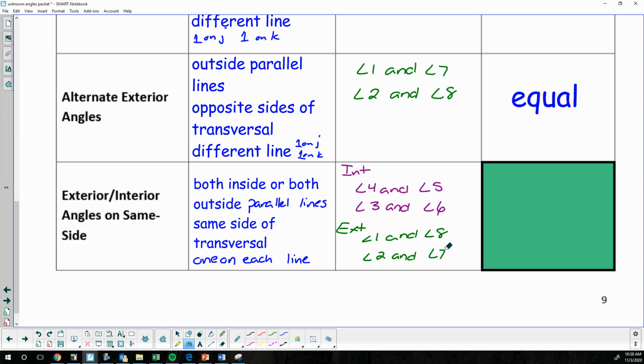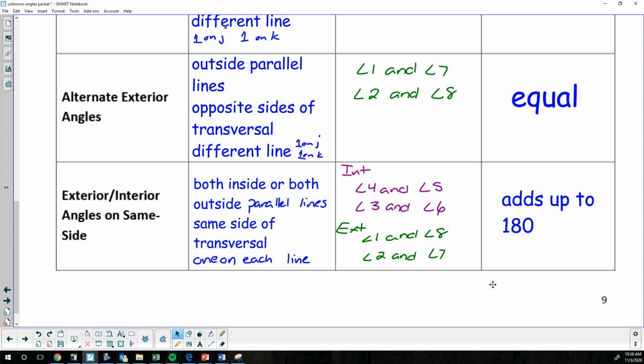All right, their relationship is a little bit different in that those pairs of angles add up to 180. So they have that supplementary relationship.